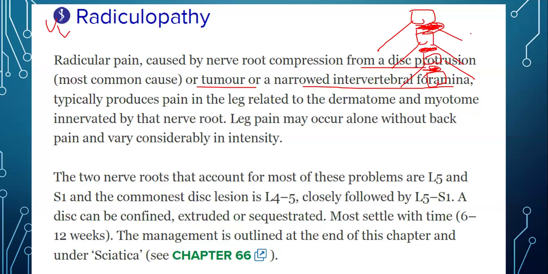Like, let's say the left L4 nerve root is getting pinched. So you know that L4 supplies the medial part of the leg. So the patient will complain of pins and needles or tingling numbness sensation on the medial part of the left leg. Okay, so that's radicular pain.